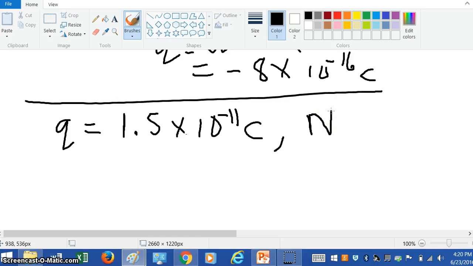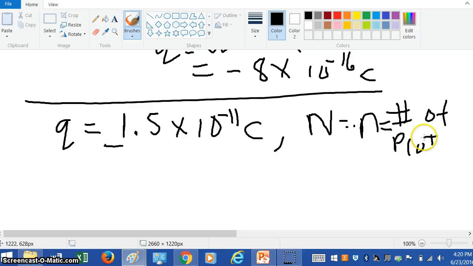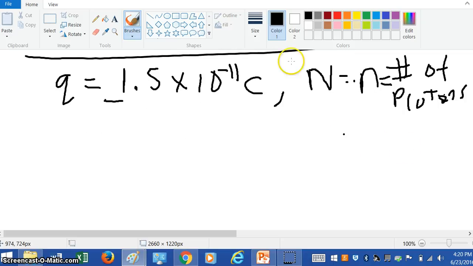I'm going to make a capital N, but it's the same thing as a small n. So what's the number of protons? That's what we're solving for. Why is it protons? Because this is a positive charge. So we want to know the number of, in this case, protons. Let's just solve the equation.